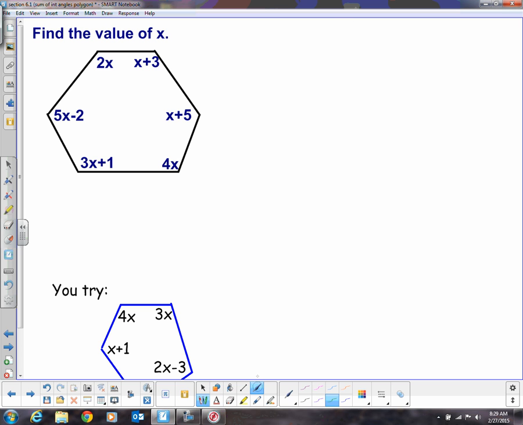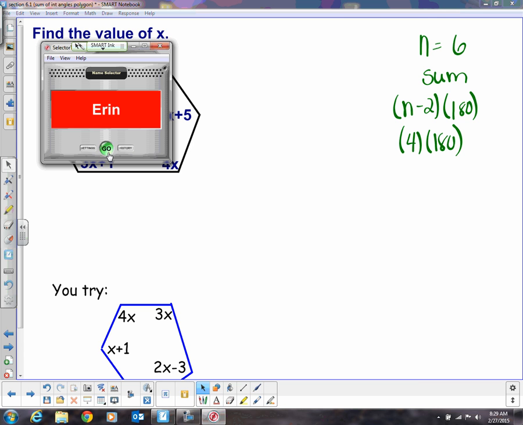How many sides does this figure have? Okay. So how do we find the sum of all of them? And what is my n? So we're going to have 4 times 180. And when we multiply 4 times 180, what are we going to get, Lizzie?